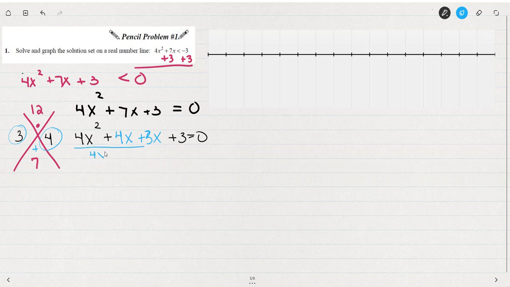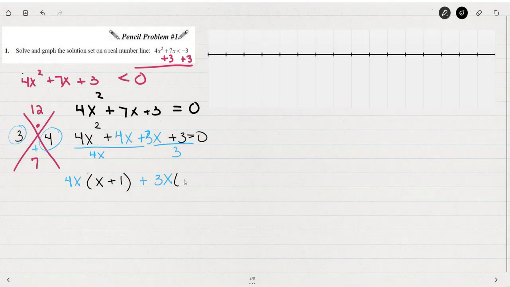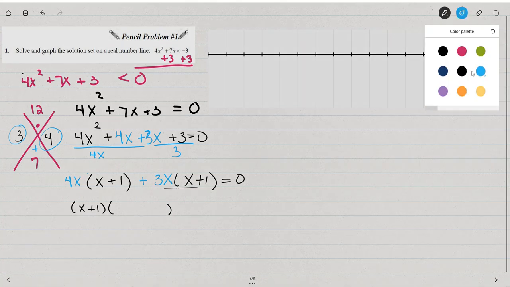So I could divide out 4x from the first two terms, divide out 3 from the last two terms. So we'd have 4x times the quantity of x plus 1, since 4x squared divided by 4x is x, and 4x divided by 4x is 1. Plus 3 times the quantity of x plus 1, since 3x divided by 3 is x and 3 divided by 3 is 1. And when I pull out the common x plus 1, the remaining factor is 4x plus 3.